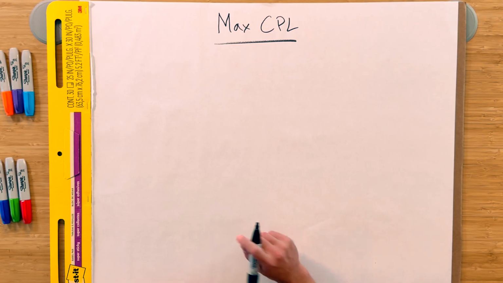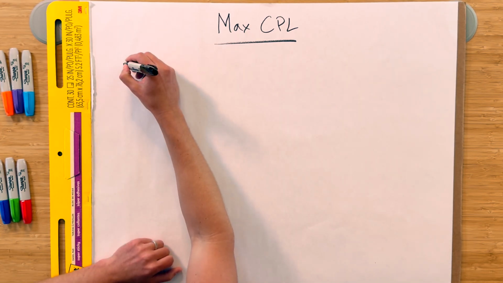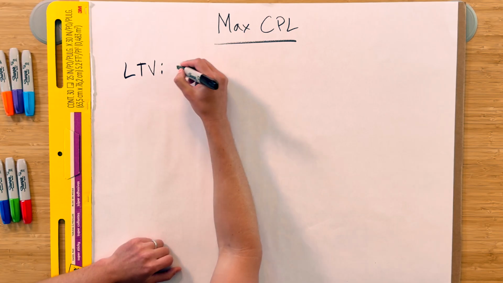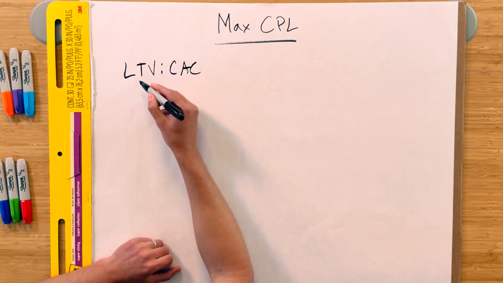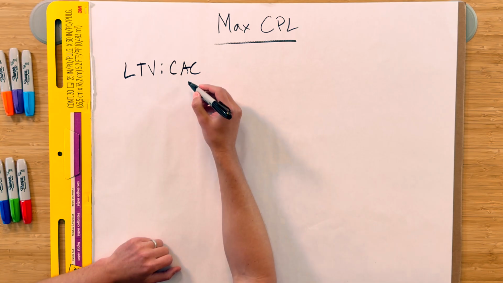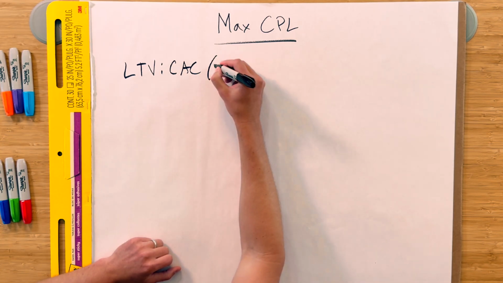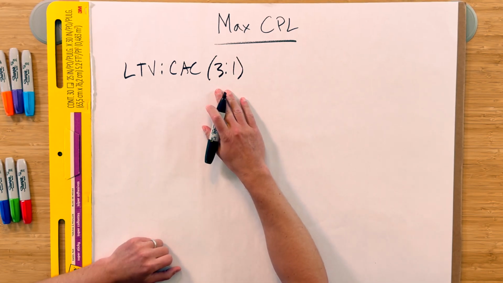So let's dive in. All right, so the first thing that we're going to do is look at our LTV to cost to acquire a customer. So this is what a customer is worth to you, and this is what it costs you to get a customer. And we want this to be minimum 3 to 1. So we're going to work backwards from this number.